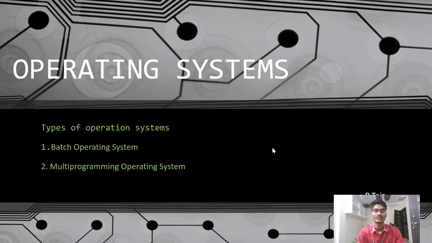Today I am here to explain another topic from the operating system subject, and the topic name is batch processing and multiprogramming operating system.